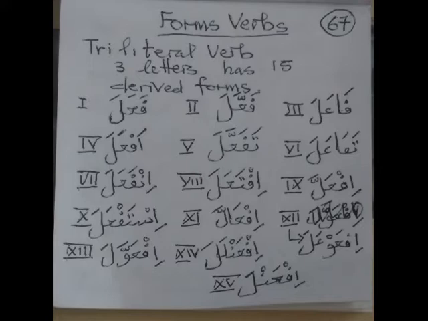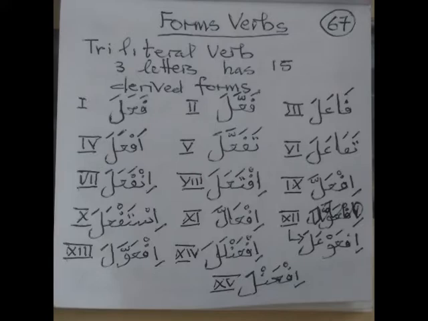Now, what we mean by 15 derived forms, it means as fa'ala, that means to do, or he did. That's the first form of the verb, the simplest form of the verb. He did. But then you have fa''ala. You can see the shadda there. It's still a past tense verb. It still means he did, but in a more intensive way. It's the second form of the verb. And then fa'ala, it's the third form of the verb.